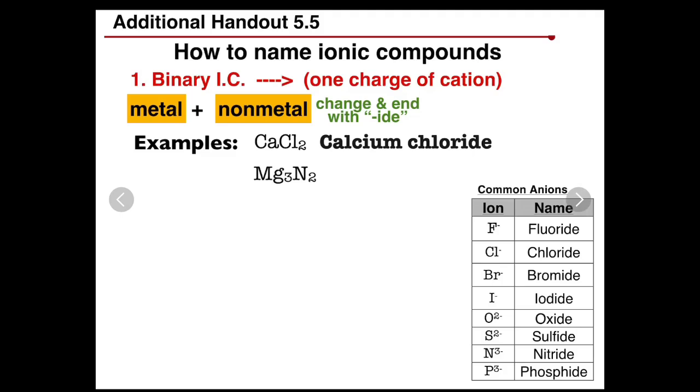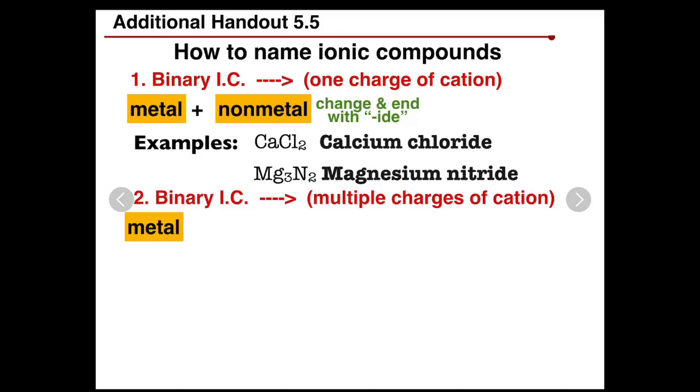So the next one, you have magnesium and nitrogen. You are going to name magnesium as it is because that's the name of the metal. The only thing you're going to change is the name of the non-metal. So you're going to change from nitrogen to nitride. Okay, so it would be nitride.